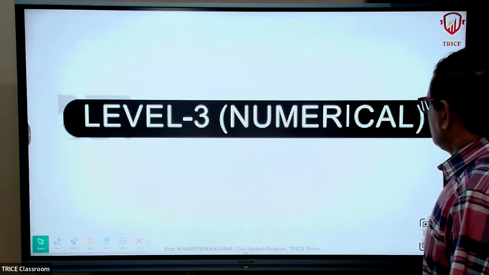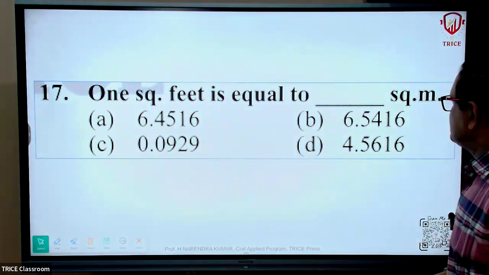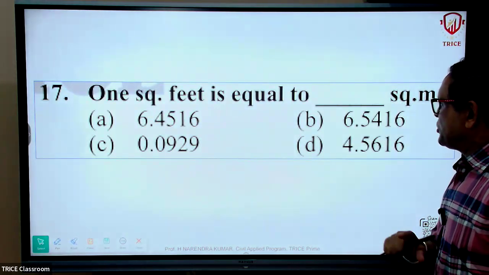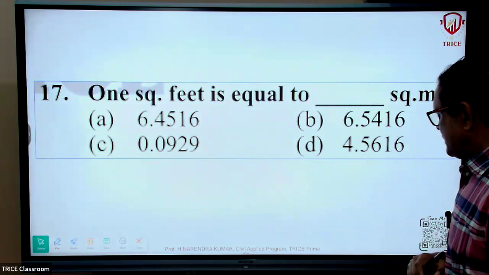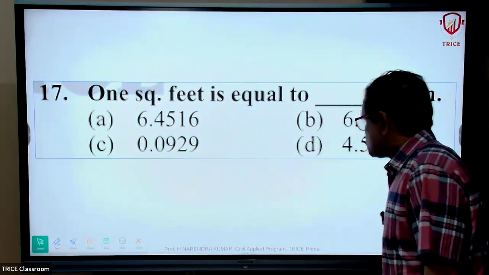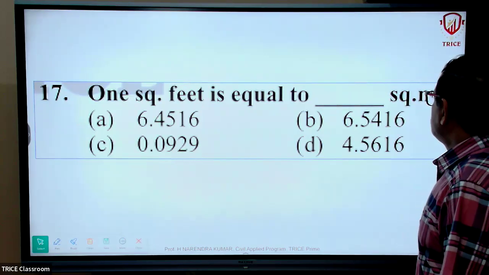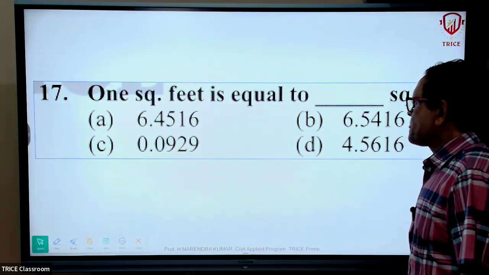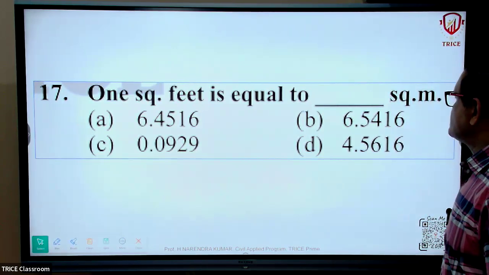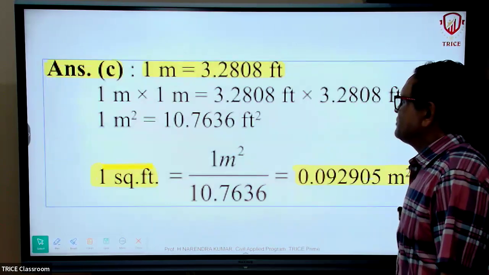Level 3 is the numerical. Now it is more interesting. I expect you to get involved in this numerical. The chat box is open for all of you. 1 square feet is equal to dash square meter. So you need to know how to calculate this. This is the first problem. I will show you how the answer will be.